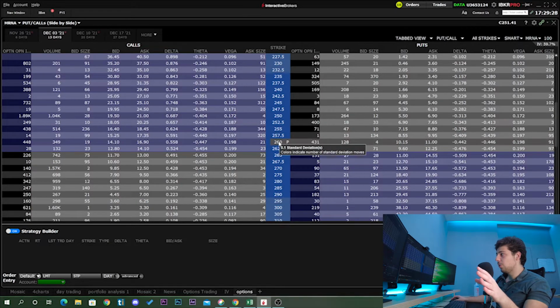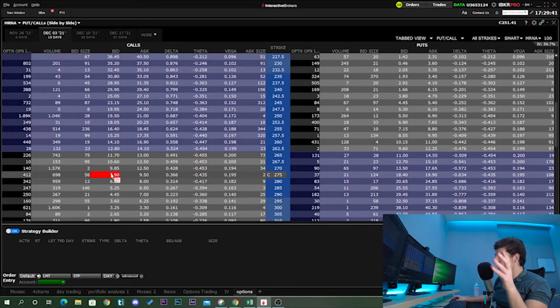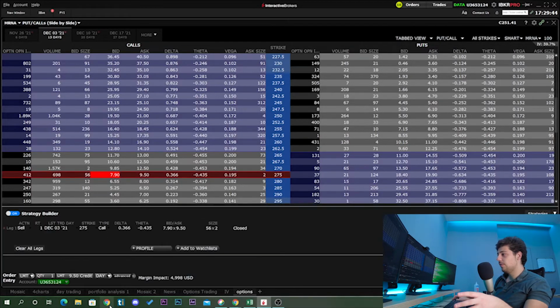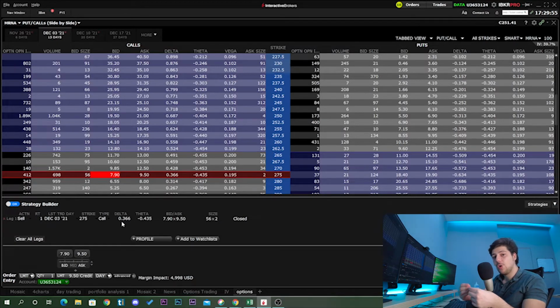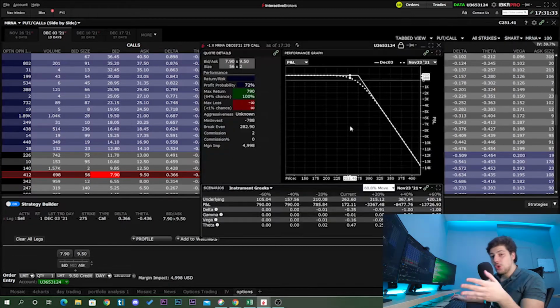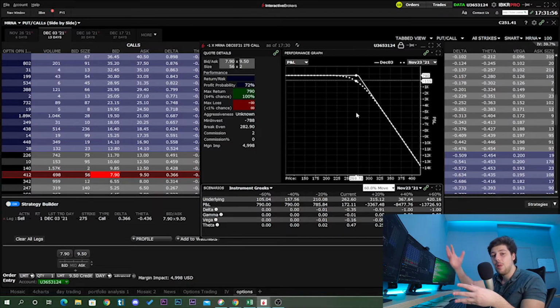The current price of Moderna is around $260. First thing that I'm going to do, I'm going to sell one option at 275. If you check the delta of this option, it's 0.3. That means if the stock goes up by $1, this option will go up by 0.36. As we said, this is a bearish strategy. We can see from the chart, if the stock stays below 275, we're going to collect the full $790 premium. But your maximum loss is theoretically infinite because the underlying asset can go up infinitely.